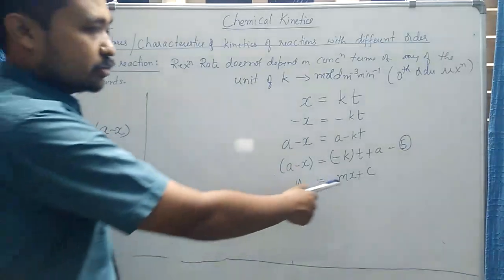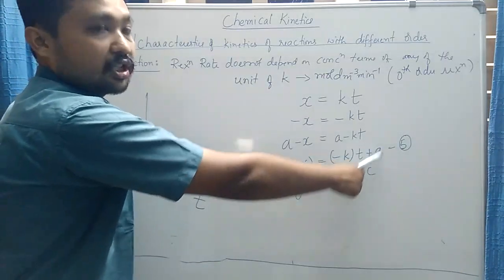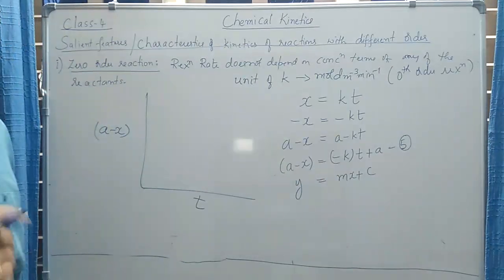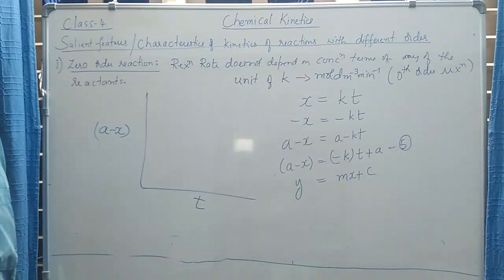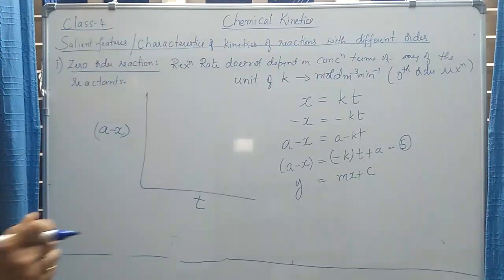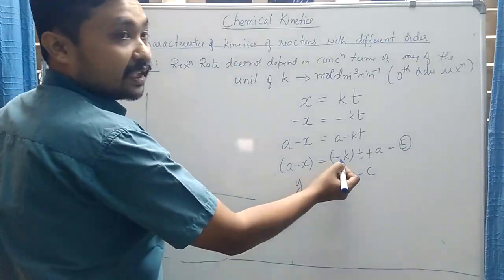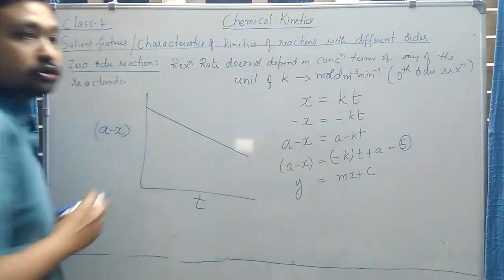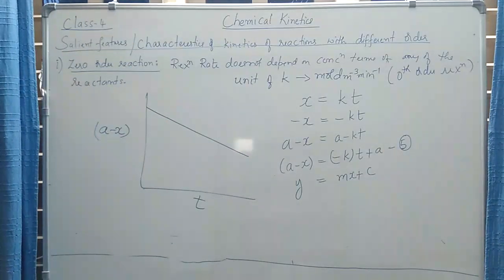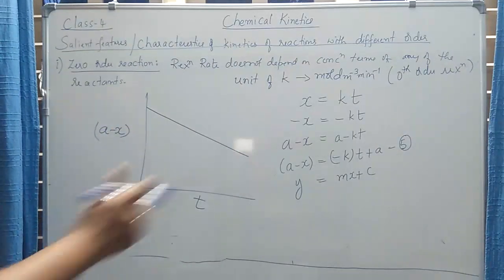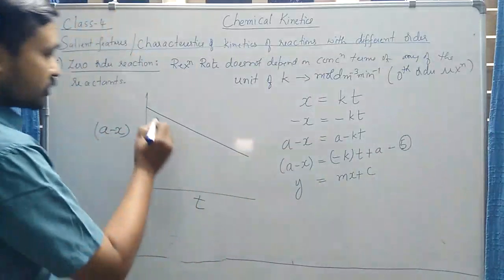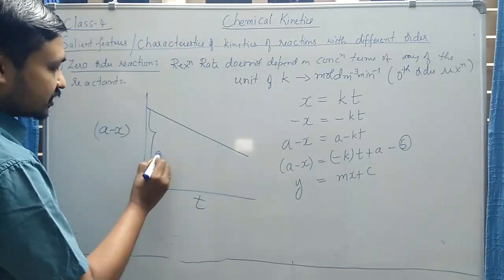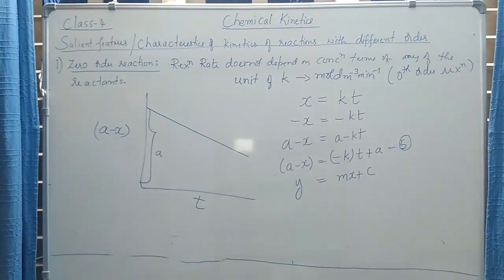See here, y is equal to mx plus c. Here c is not equal to 0. So though you get a straight line, that straight line will not pass through origin. It will have a definite intercept. And since the slope is negative here, you are supposed to get a straight line with negative slope. So the characteristic of equation 5 is that it is a straight line with negative slope and with a definite intercept. And what is the intercept according to equation 5? For this graph, the intercept is the initial concentration a.